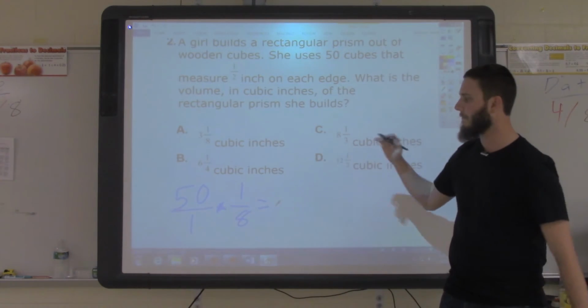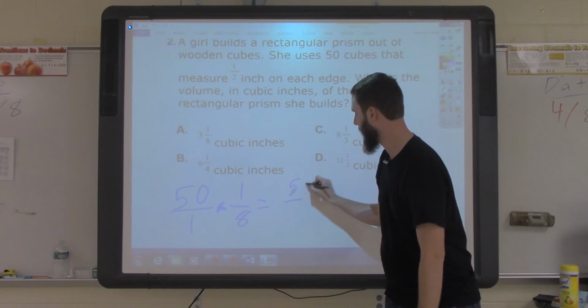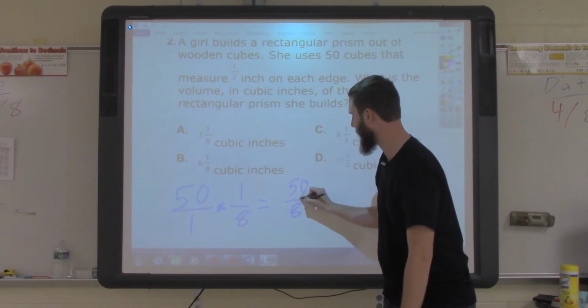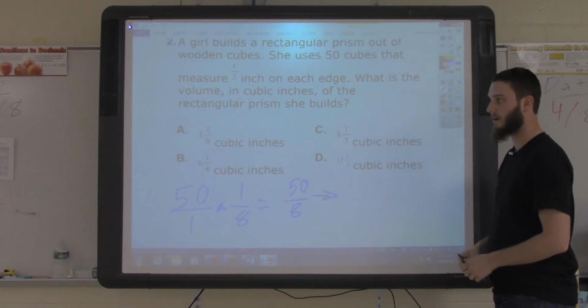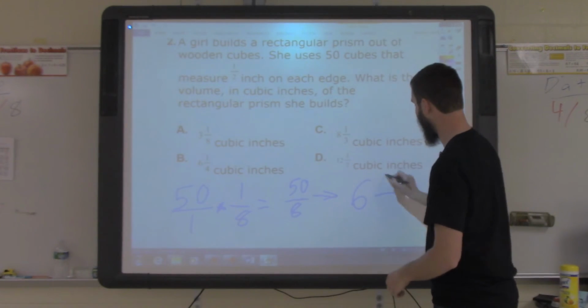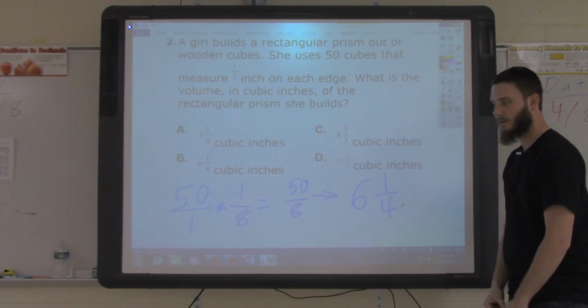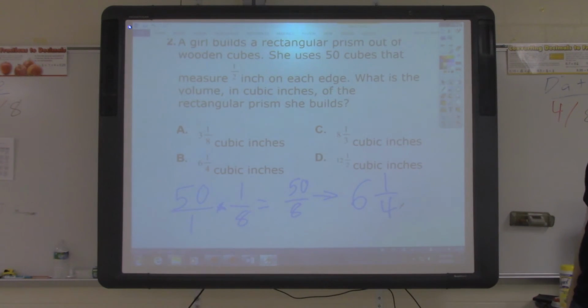That will give me 50 over 8, which at this point, all you really have to do is simplify that as much as you can to get a final answer of 6 1/4, which, if you are able to see the answer choices, would be B.